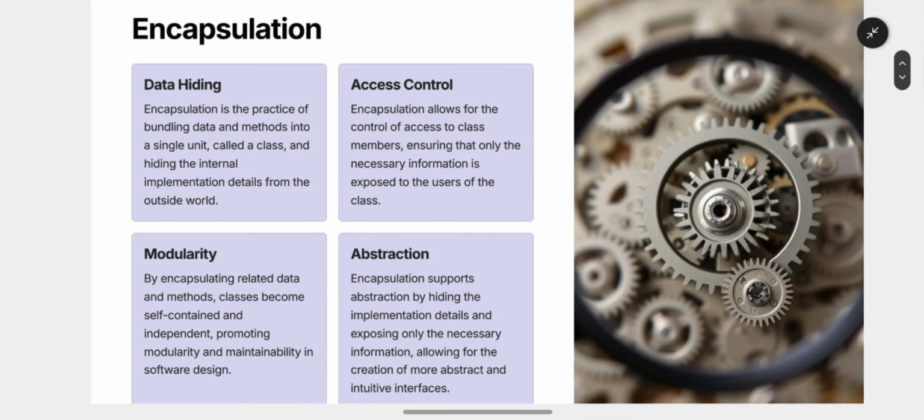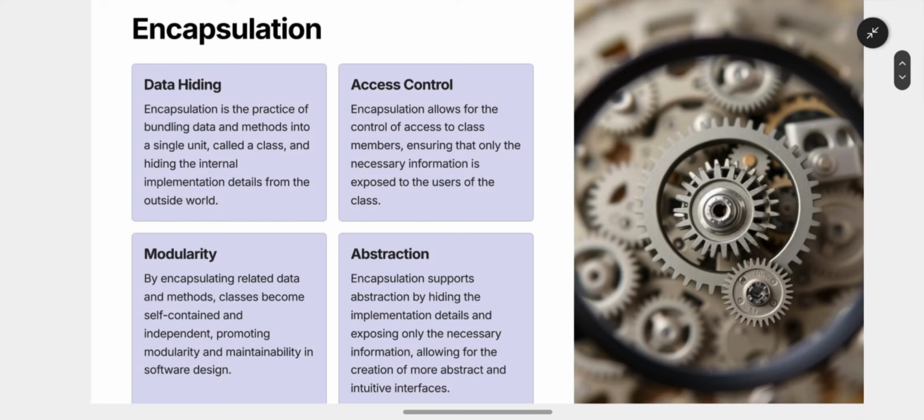Then we'll go forward to the topic, encapsulation. There are four types, starting with data handling. In data handling, encapsulation is the practice of binding data and methods into a single unit called a class and hiding the internal implementation details from the outside world.